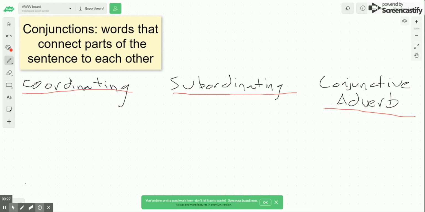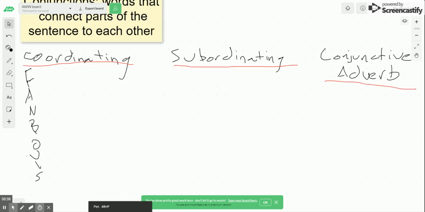Now, starting with coordinating conjunctions, these are your FANBOYS. These you should already know: for, and, nor, but, or, yet, so. These connect equal parts to each other. So, I ate celery and broccoli today. I ate food and ran to the gym. It's two equal parts.